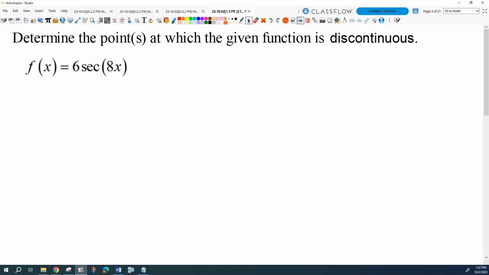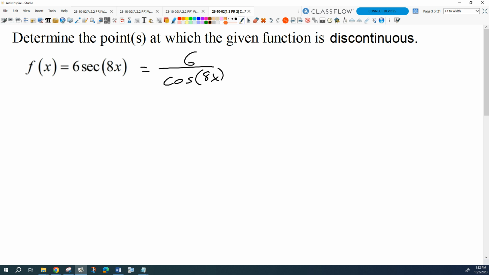Okay, determine the points at which this function is discontinuous. Help me out. What am I going to do? Probably the first step here. See if I've trained you how to think about these composite trig functions. What do you always do first? Yeah, write it in terms of simple ones, right? Basic trig functions, sine and cosine. Secant is the reciprocal of what? Cosine. Okay, good. So we get 6 divided by cosine of 8x. Okay, that helps, right?